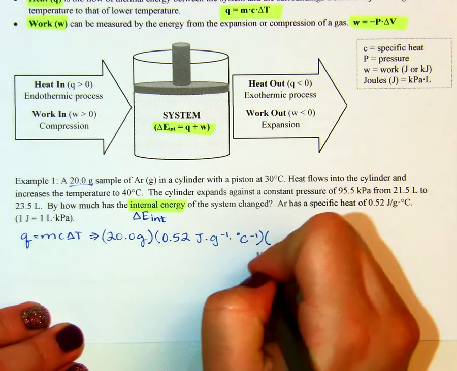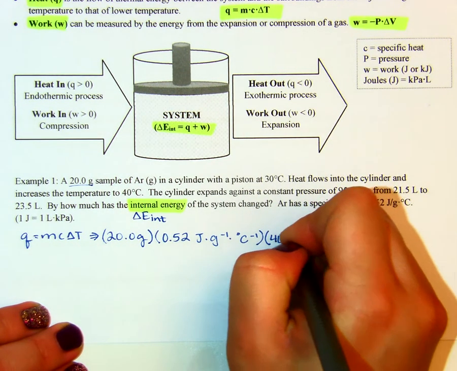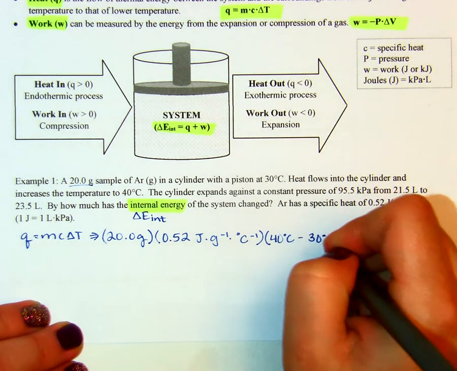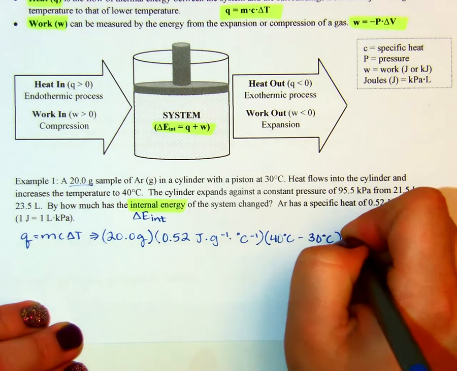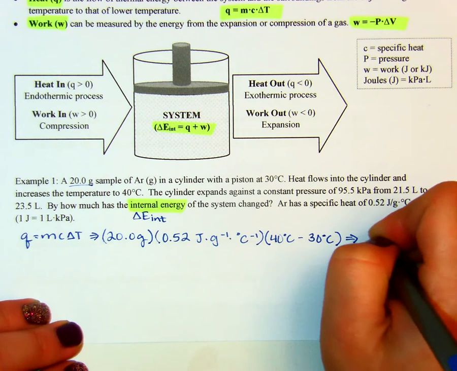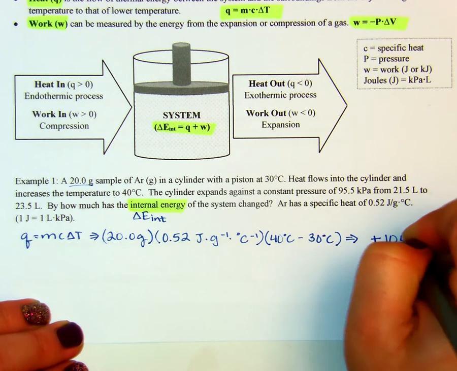So I'm going to write 40 degrees Celsius minus 30 degrees Celsius. Of course, you could have just written 10 degrees Celsius here, and that would be totally fine as well. When I plug this into my calculator, I got a positive 104 joules.